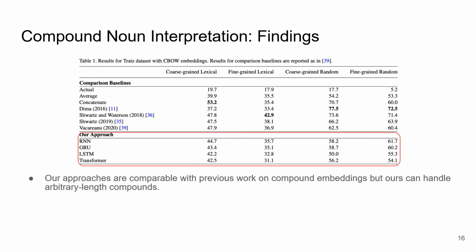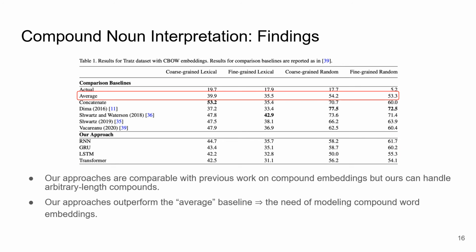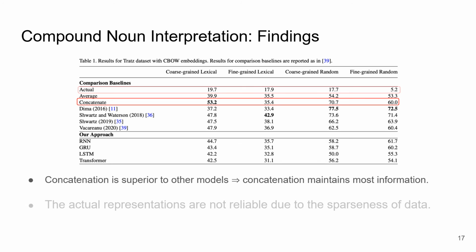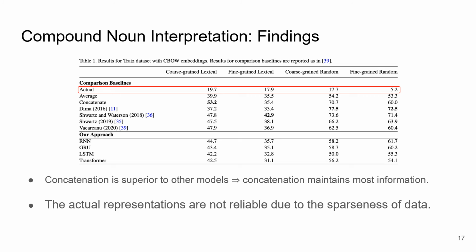The table shows the performance of multiple comparison baselines and our approaches in different settings of the dataset. The first finding is that our approach is comparable with previous work on compound embedding, while our approach can handle arbitrary length compounds. Next, it outperforms the average baseline. This indicates the need for modeling the compound embedding instead of simply averaging the embeddings. Another finding is that concatenation is superior to other models, which suggests that concatenation maintains the most information. Interestingly, the result from the actual representation, which is learned from a large corpus, is very low, therefore they are not reliable due to the sparseness of data.